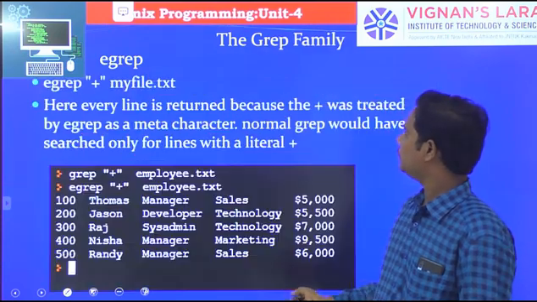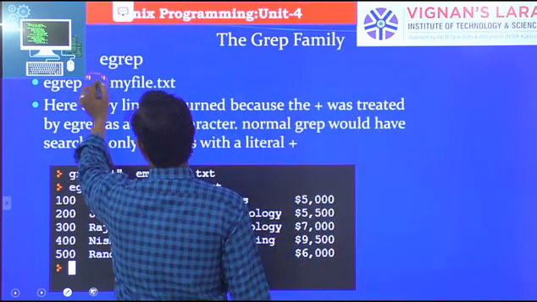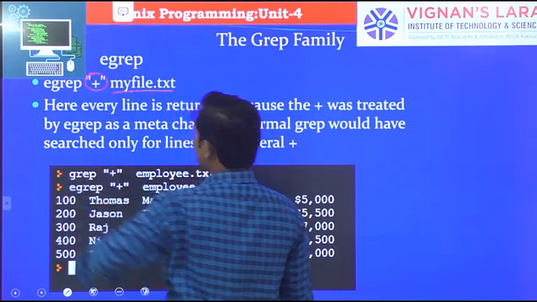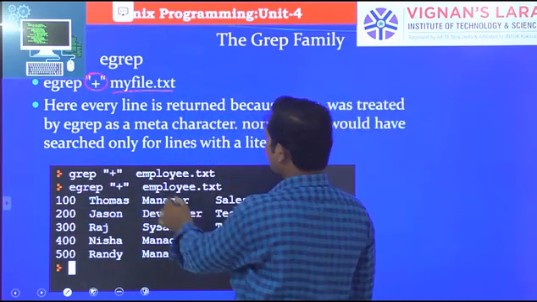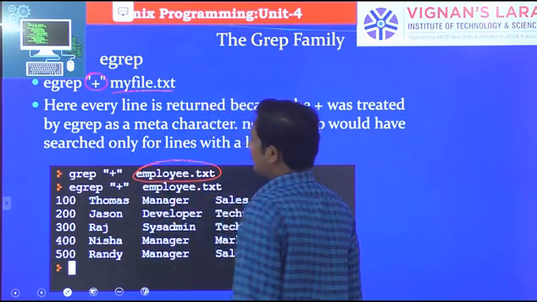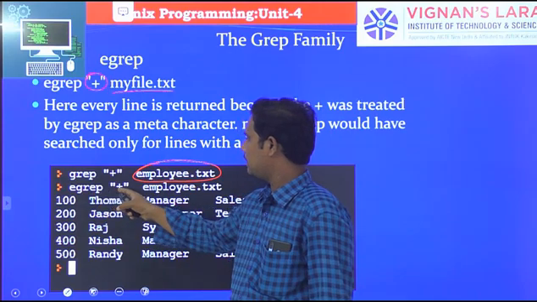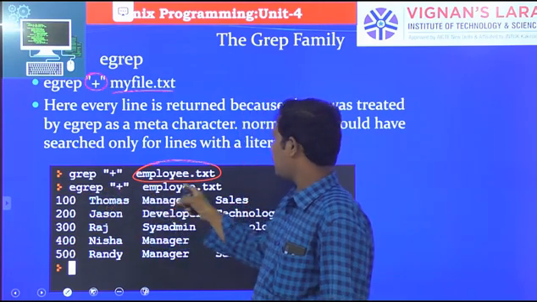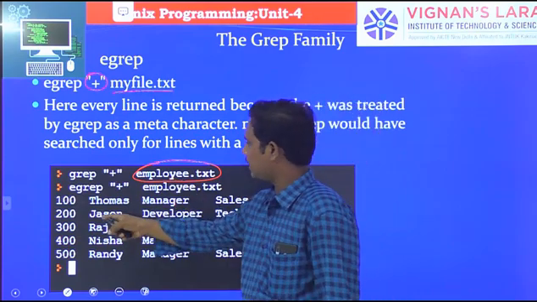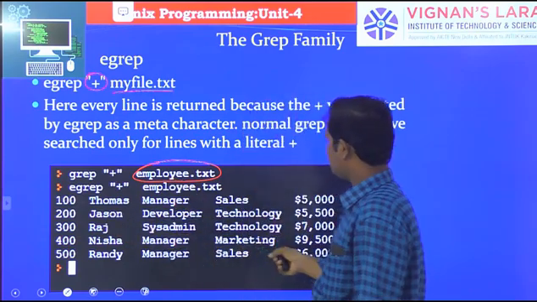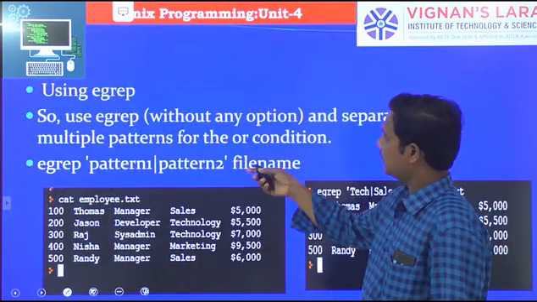So here is an example: egrep plus symbol my file. Actually plus is an operator. Here employee.txt is there, and you want to search plus. So egrep plus employee.txt. This is the input file, and the matching lines will be displayed. Here we are using egrep.